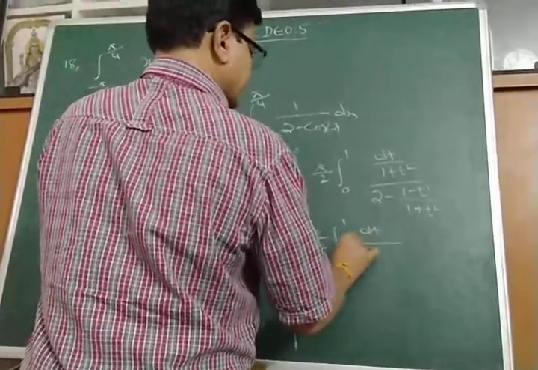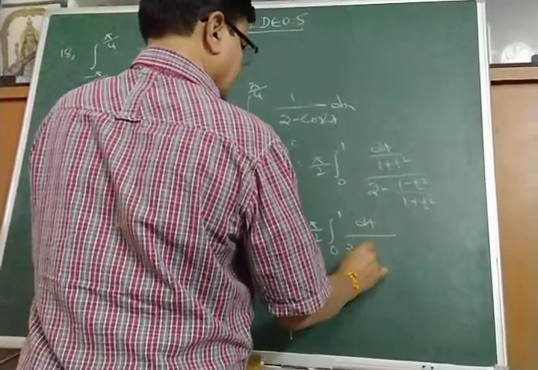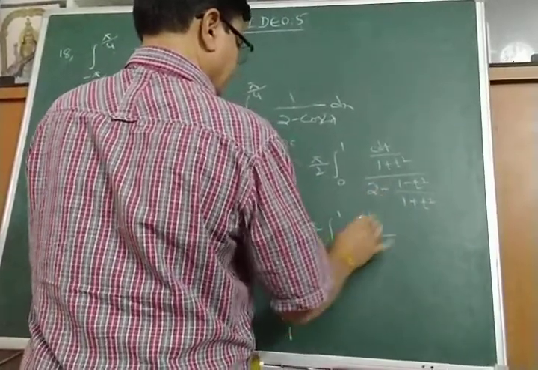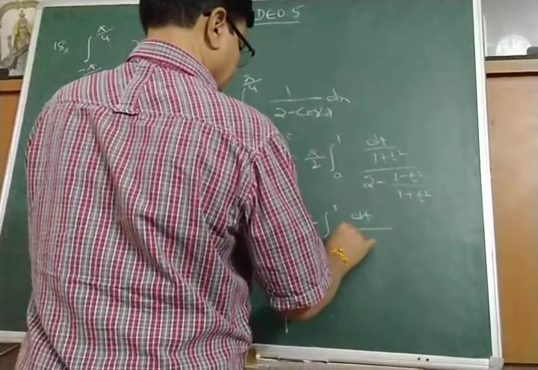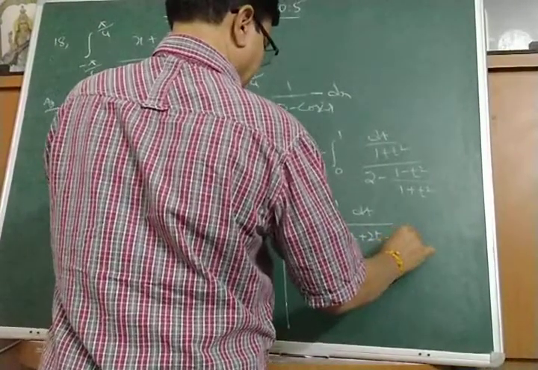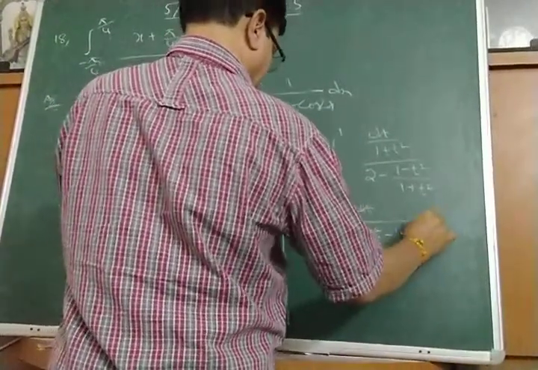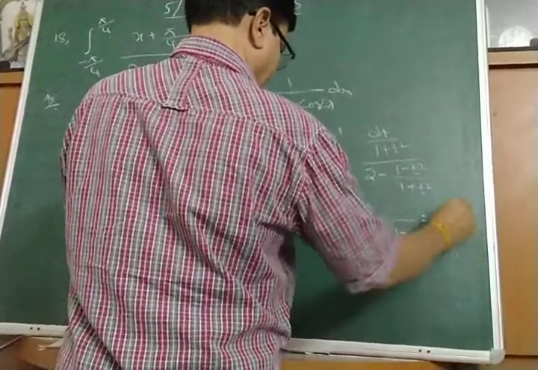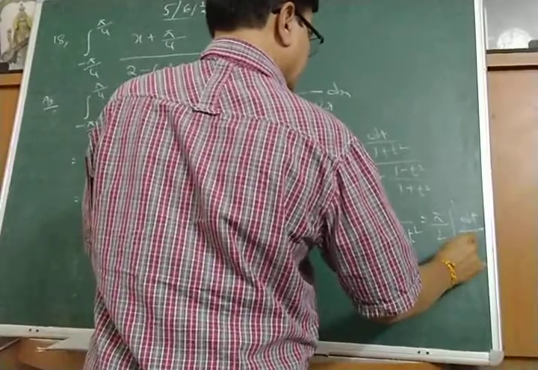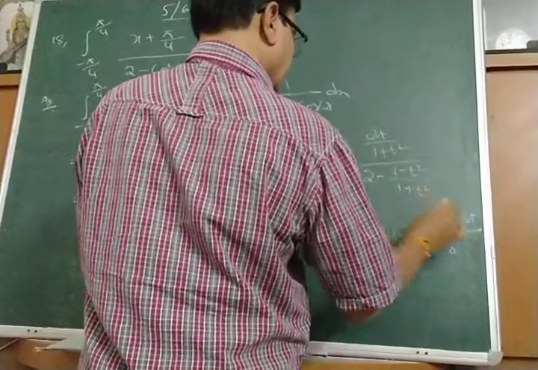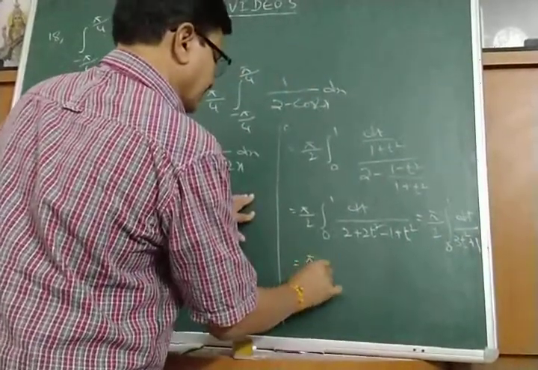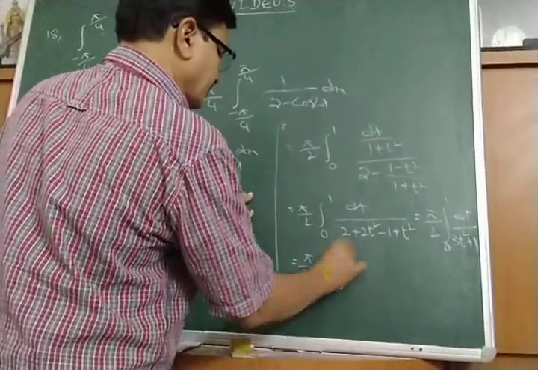Now this is pi by 2 into integral 0 to 1 of dt by 3 minus 2 plus 2t minus 1 plus t square. So that is pi by 2 into integral 0 to 1 of dt by 1 plus 3t square, that is 3t square plus 1.